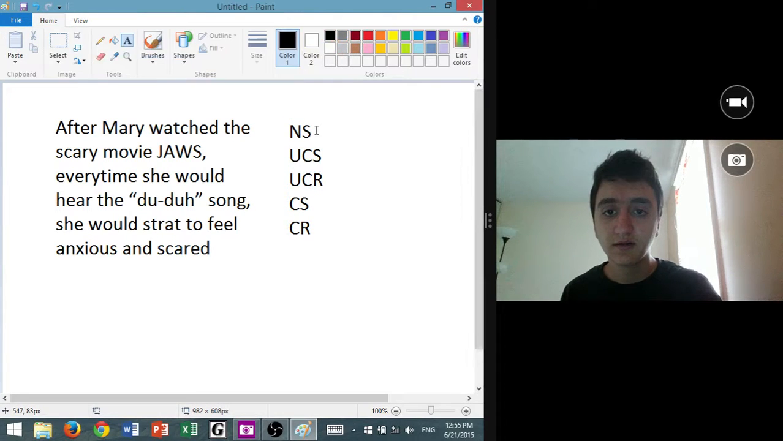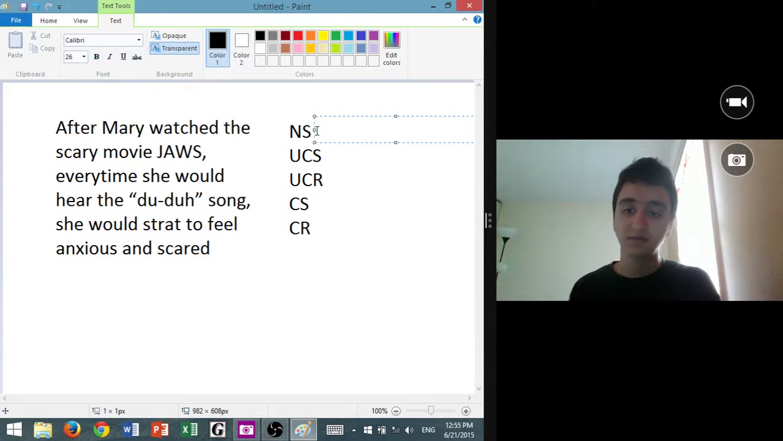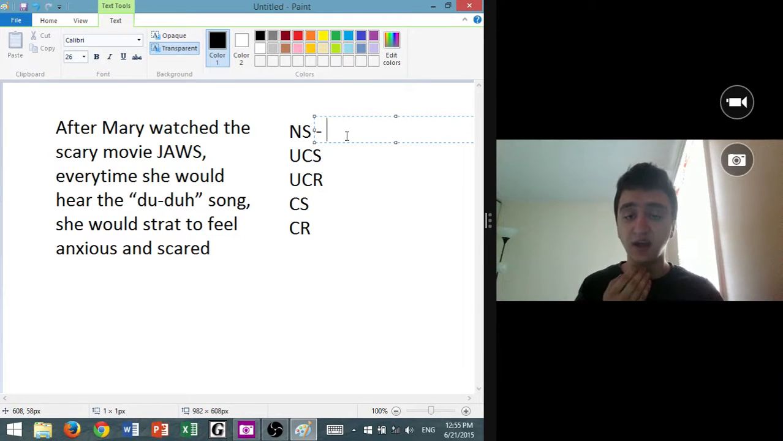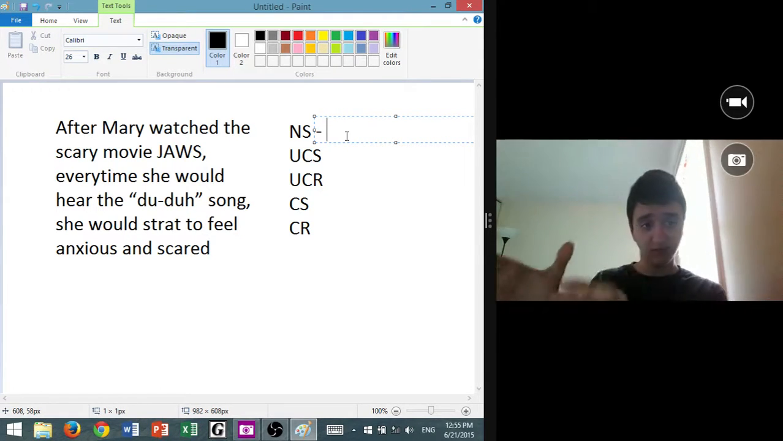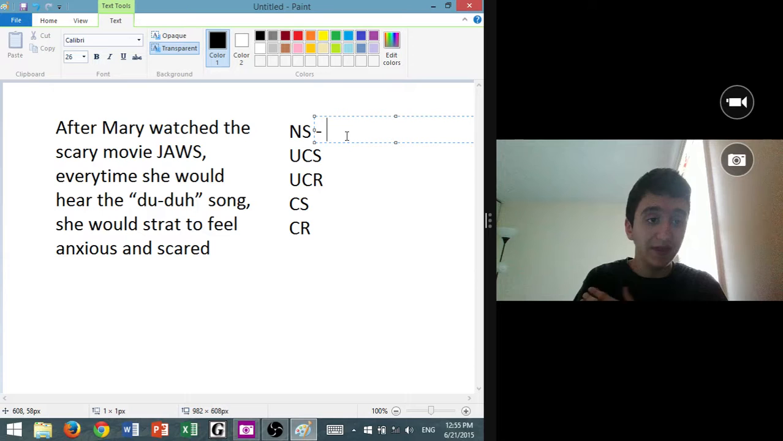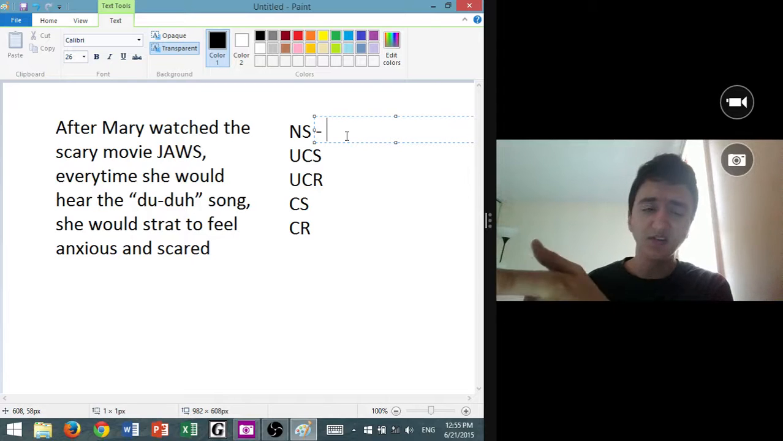Okay. She would start to feel anxious and scared. So basically, what we're saying is, when you look at the whole example, you're going, okay, what here is the neutral stimulus? What's the stimulus, this object that is not associated with anything before the activity happens. And when you ask that question and go through the lines, you see here the song.